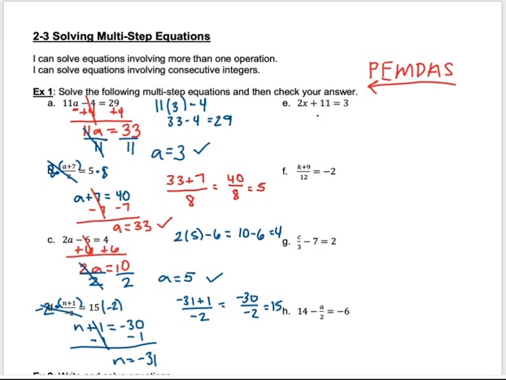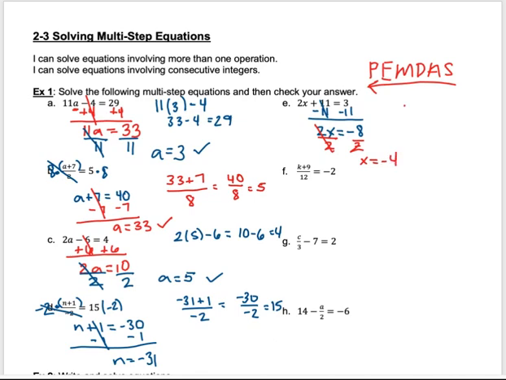Okay, part E, I'm going to do the opposite. So 2 is attached to my x, so I can't get rid of that first. I'm going to subtract 11 from both sides. And I get 2x equals negative 8. Okay, now I can get rid of this 2. I want x by itself, so I'm going to divide both sides by 2. And I get x equals negative 4.